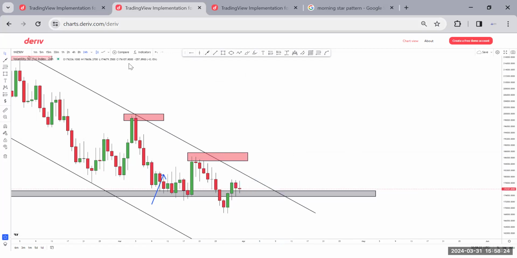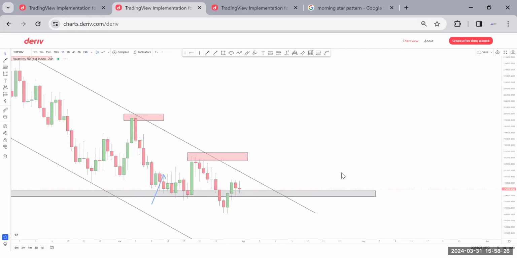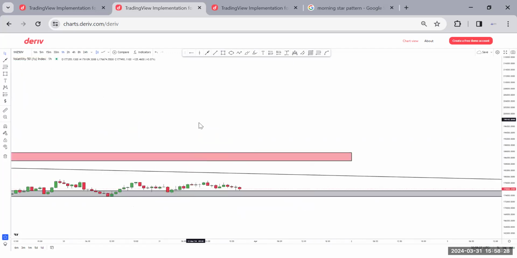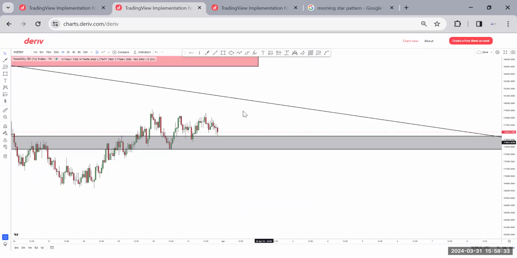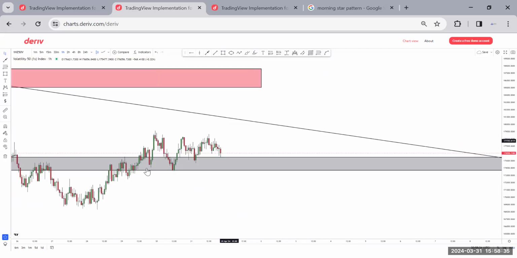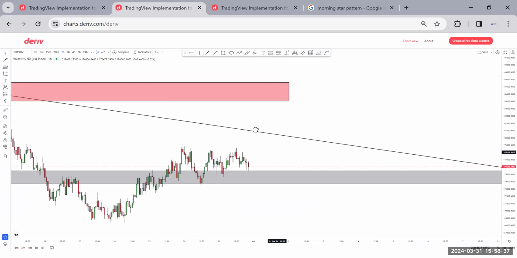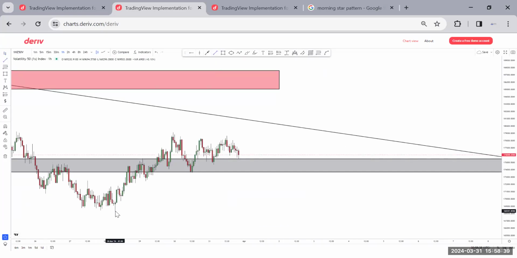So let me go to one line and show you something. If you want to take a buy, you can see the market has been even ranging around the area, but when you put a support trend line on it, you can get something like this.